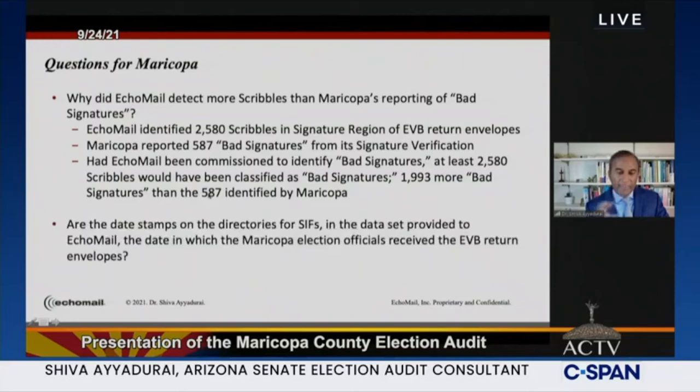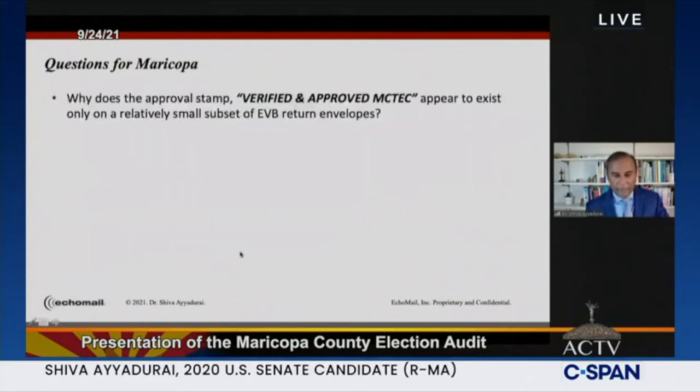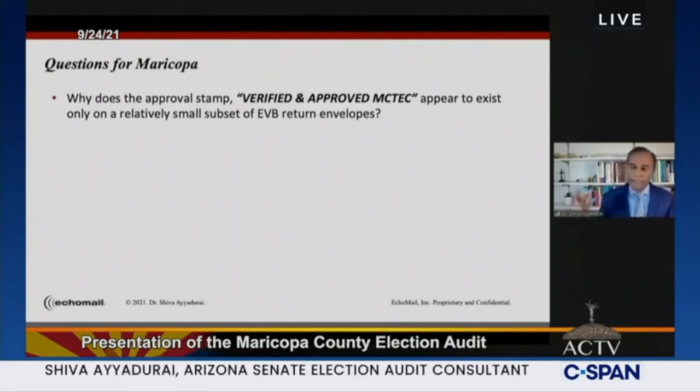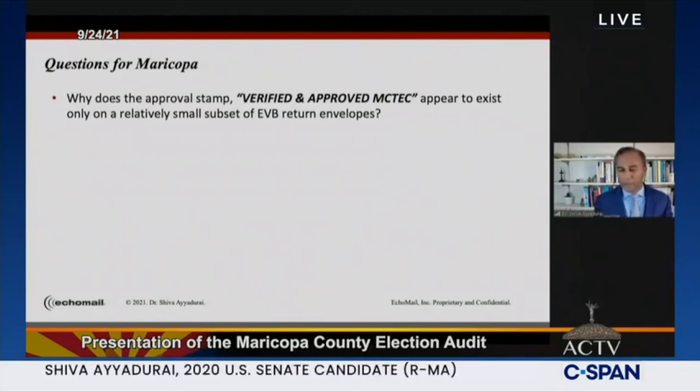And the other question is about the date stamps and the directories that we have, the date on which the EVV return envelopes were received by Maricopa officials. We've assumed that when we did our temporal charts. And then finally, why does the approval stamp, verified and approved, appear to exist only on a small subset of the EVV return envelopes? Out of all the 1.9 million, that verified and approved, we find most of them exist after 11/4, after election day, but very few sprinkled. So out of all those envelopes, our initial supervised review reveals maybe 10% have this stamp on them.